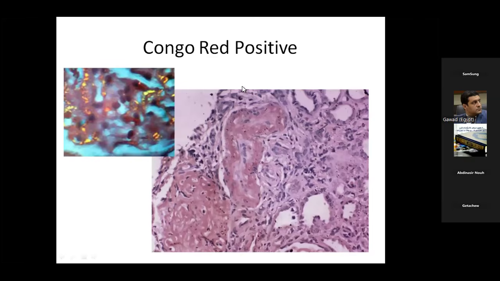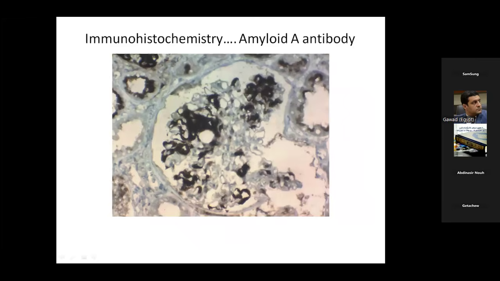So with Congo red, this will be the positivity, but this is not enough. This brownish color is not enough to say that that's amyloid. We should see it under polarized light and see this type of polarization, this color of polarization, which is called the apple green polarization, this color. Okay, with immunohistochemistry.